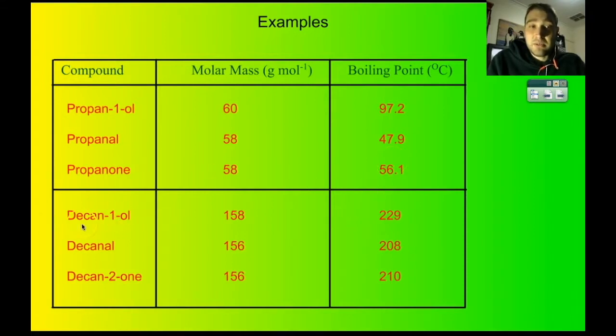If we have a look, here we're adding a lot more carbons in, so we're up to 10 carbons, so decan-1-ol, decanal, and decan-2-one. Again, the molar mass is similar. The increase in boiling point isn't as significant though, because once we're starting to get this long, the number of carbons in the chain and the dispersion forces acting between the chains is going to have a much greater effect than the simple polarity that's going on with the hydroxyl groups at the end here compared to the aldehyde and ketone's carbonyl group. So there's only a 19 degree, 20 degree-ish difference between these.